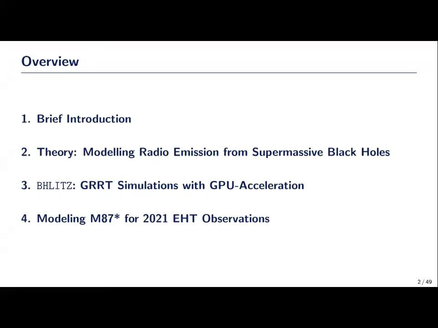Thirdly, I want to talk a bit about the code, depending on how much time we have. And then fourthly, the first application of the code. This is the demonstration of the GPU power. We are gonna be looking at a few images and also movies from M87 star, which will be used to compare against 2021 observation of the EHT, which have not been published yet. So the work is still undergoing. Okay.